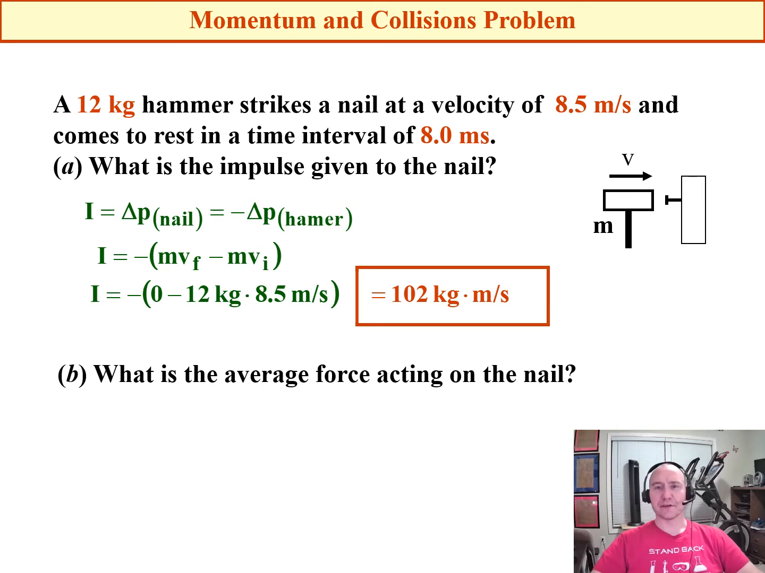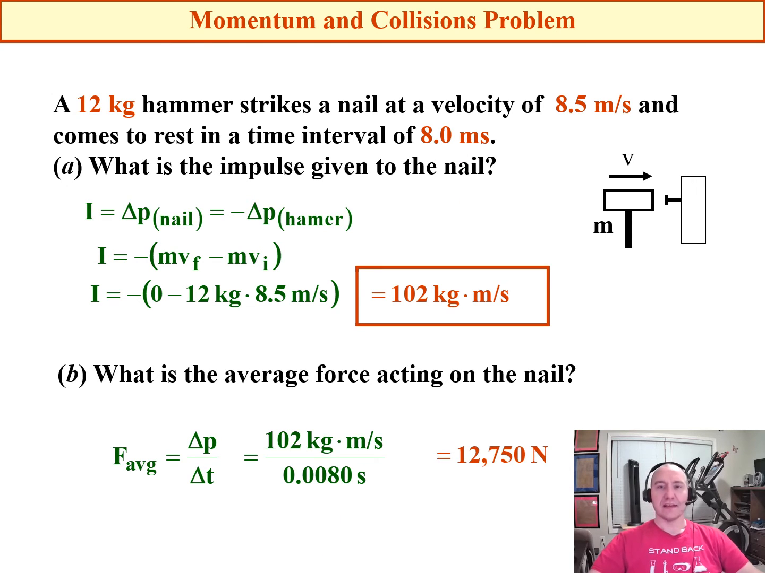All right, so what's the average force on the nail? If you take the equation we had on the previous slide, where net force equals the rate of change of momentum, that means you take the change of momentum divided by time. That's going to be 102 divided by 0.008, because it's in milliseconds, it's got to be converted to seconds. And then we get a net force of 12,750 newtons.